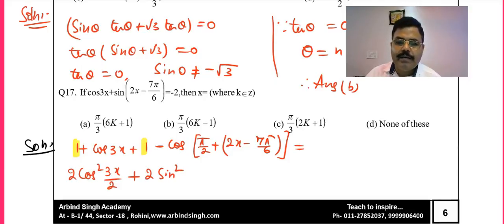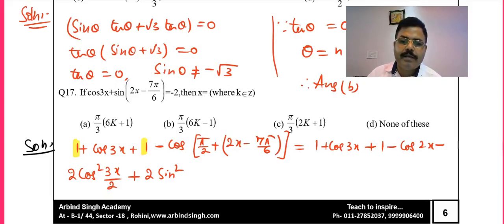What is left is 1 plus cos 3x and plus 1 minus cos of 2x minus, pi by 2 minus 7 pi by 6, that will be 3 pi minus 7 pi, minus 4 pi by 6, that is 2 pi by 3, and that will be equal to 0, right? Because nothing is left on this side.